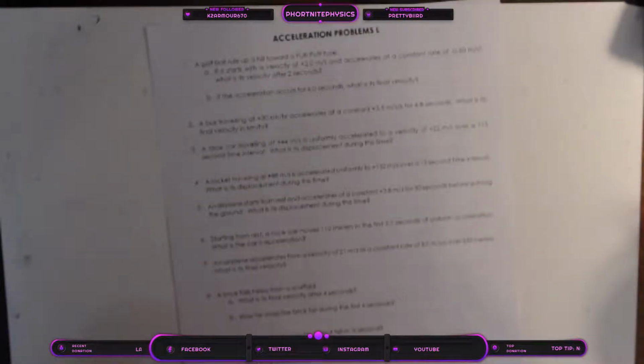Okay, a race car traveling at 44 meters per second is uniformly decelerated, or has a constant acceleration, to a velocity of 22 meters per second over a 115 second time interval. What is its displacement during this time?